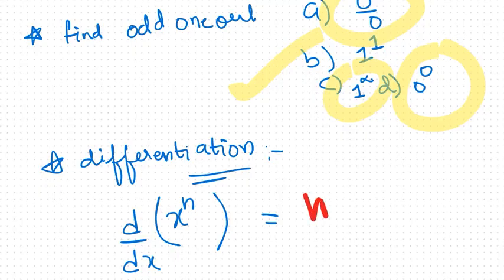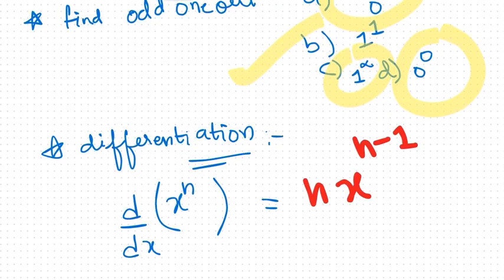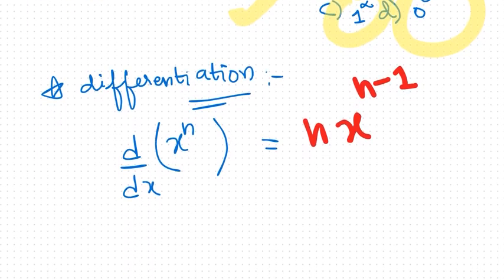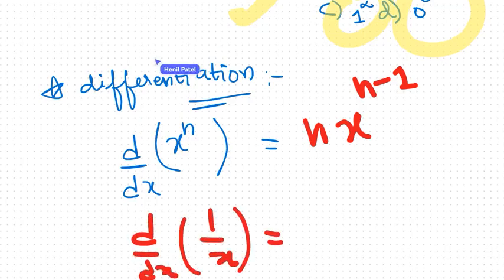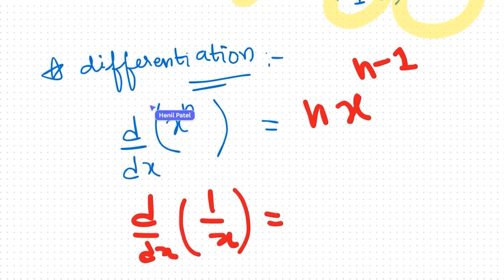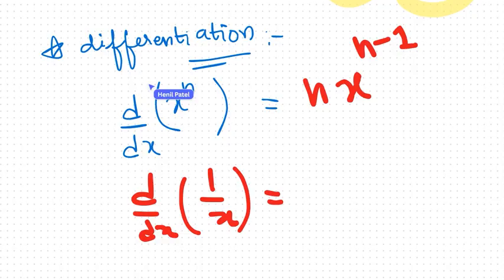So n into x power, you subtract a 1 like this. What if d by dx of, let's say, 1 by x? It will be minus 1 x power minus 1 minus 1. See, it's minus 1 minus 1.